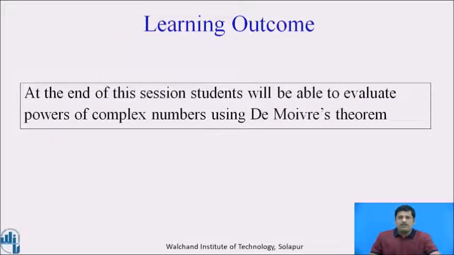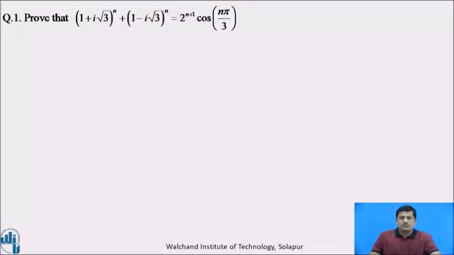Learning outcome: at the end of this session, students will be able to evaluate the powers of complex numbers using De Moivre's theorem. Let us consider the first problem. Prove that (1 + i√3)^n + (1 − i√3)^n = 2^(n+1) cos(nπ/3).